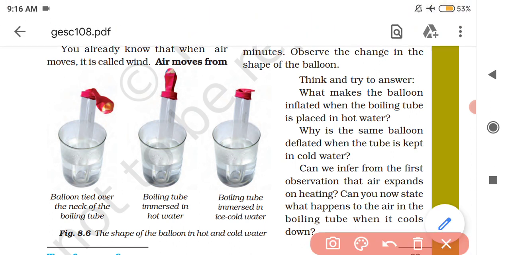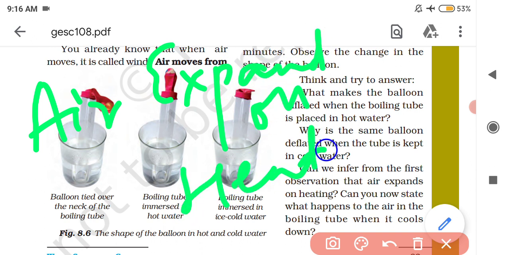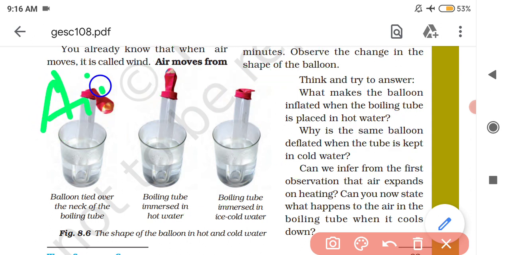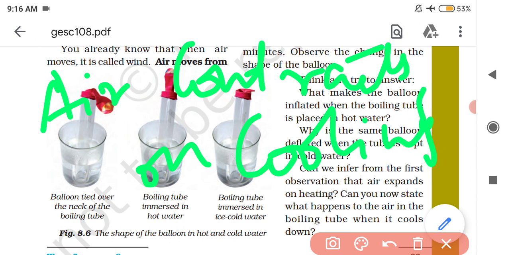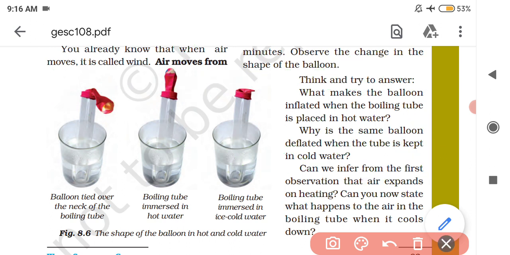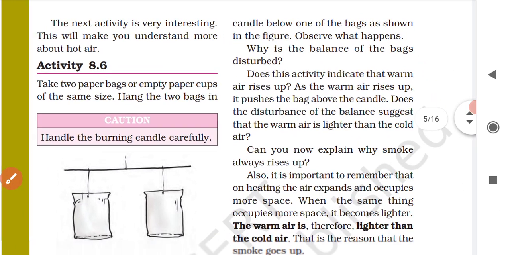So from this activity we can conclude that air expands on heating, and air contracts on cooling. Clear? Understood? So the next activity is very interesting.